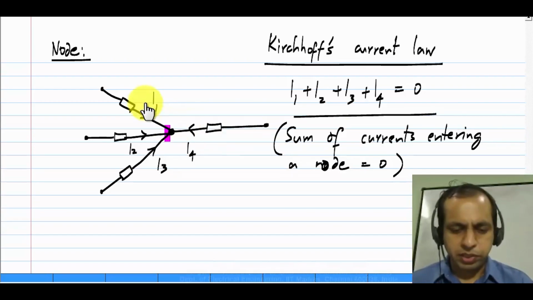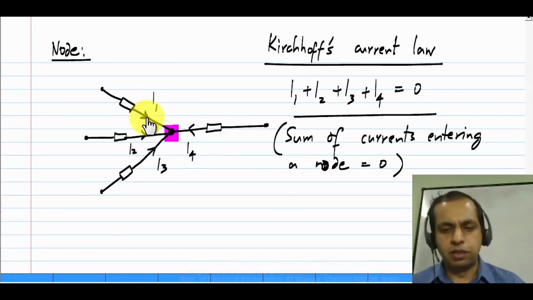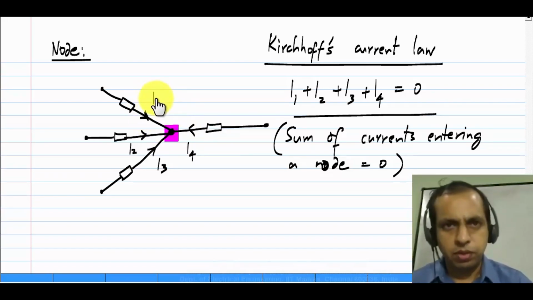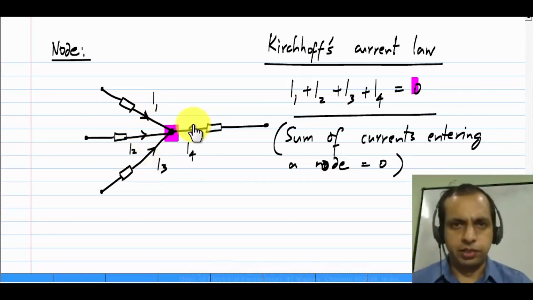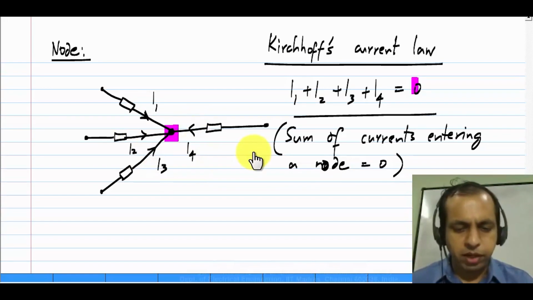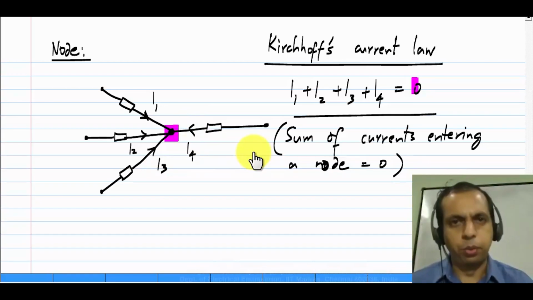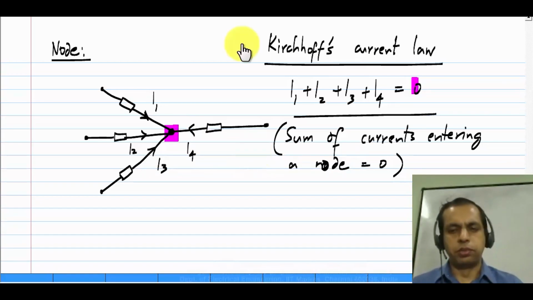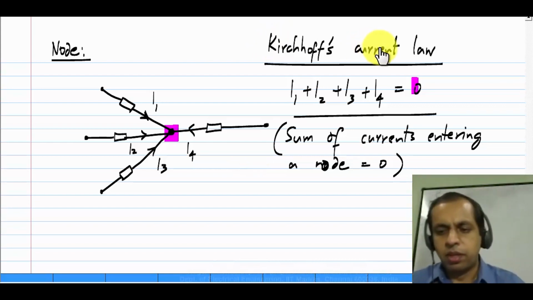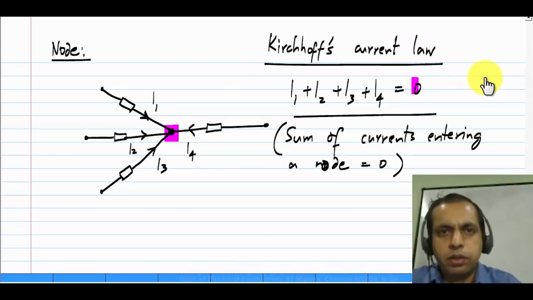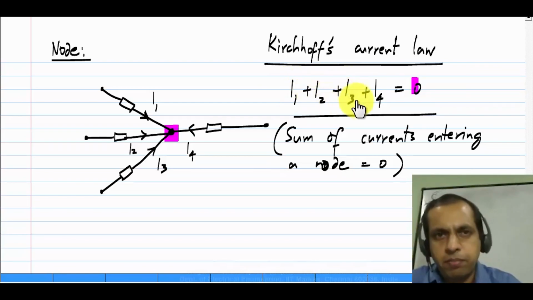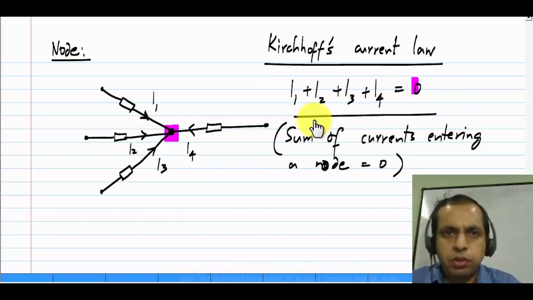Now, why does this make sense? Let's imagine that the sum was not 0. What would that mean? What is current after all? Current is the rate of flow of charge. So that means that there is some net rate of flow of charge into this node. If the sum was not 0, then there is some net flow of charge into the node over time. So that means that the charge is either accumulating at the node or somehow charge is spontaneously destroyed or created. Neither of that is true.